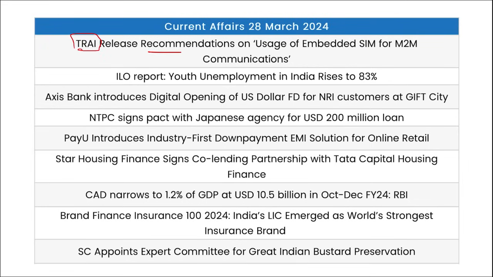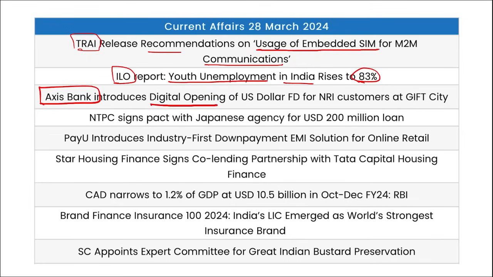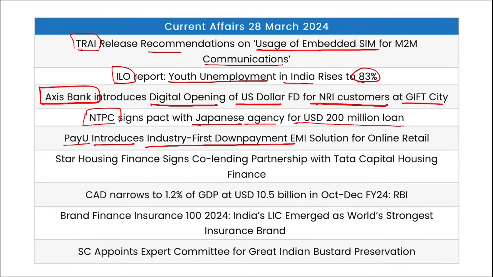TRAI, they have released recommendations on usage of embedded SIM for M2M, machine-to-machine communication. ILO report stated that youth employment in India has risen to 83% of the total unemployed people. Axis Bank introduces digital opening of US dollar fixed deposit for NRI customers at Gift City. NTPC signed a pact with Japanese agency for $200 million loan. PayU introduces industry's first down payment EMI solution for online retail. Star Housing Finance signs a co-lending partnership with Tata Capital Housing Finance.